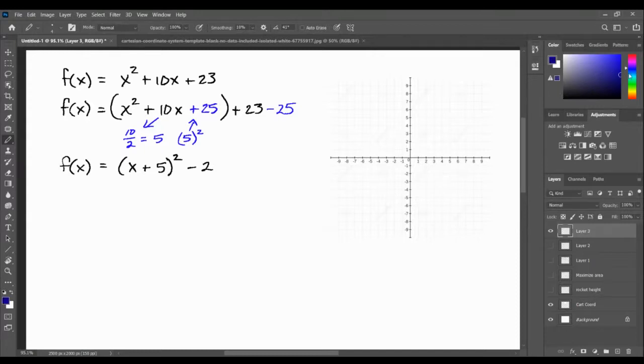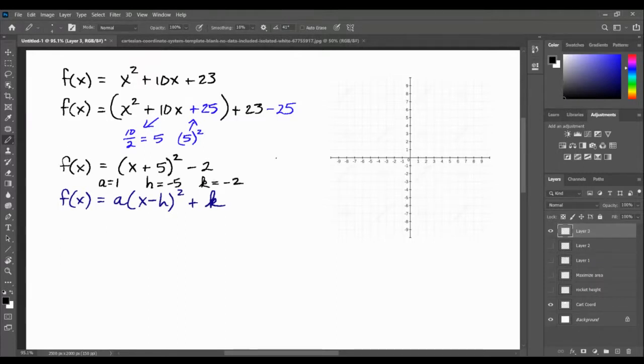And now this is in that form that I needed, where I've got f of x equals a times x minus h quantity squared plus k. It's in that form. So let's see what I know. I know that a equals 1. There's nothing in there, so I know that's a 1. I know that h equals negative 5, because what is subtracted from x here? A negative 5. X minus negative 5, we write as x plus 5. K is negative 2.